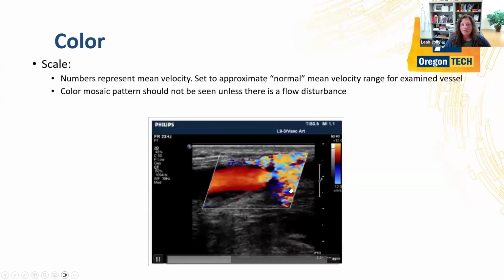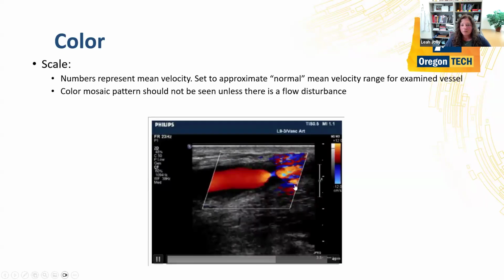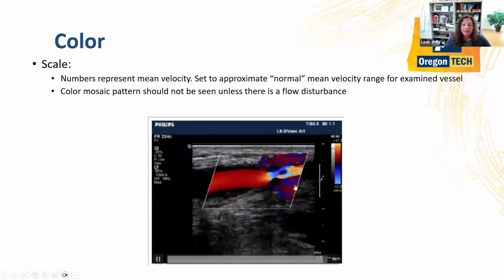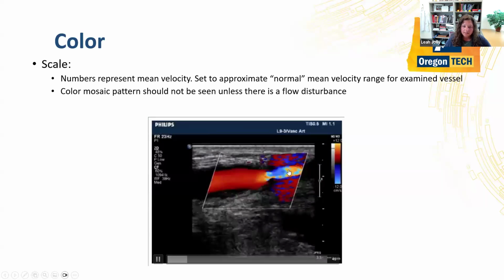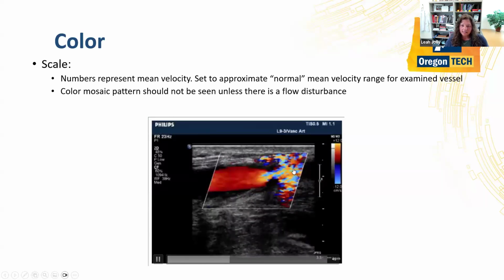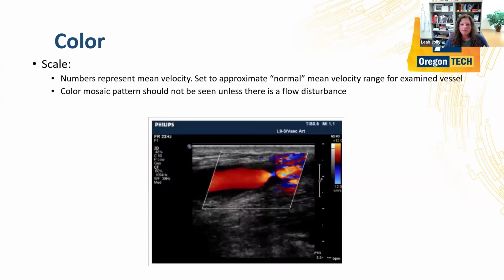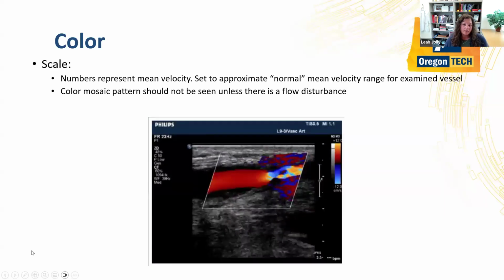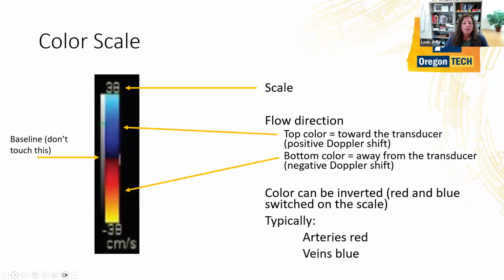And then beyond that, all of this outside of the vessel wall, that's not actually blood, but there's so much turbulence happening in this area that it's vibrating the tissue outside of the vessel wall. So we're picking that up on the color Doppler.